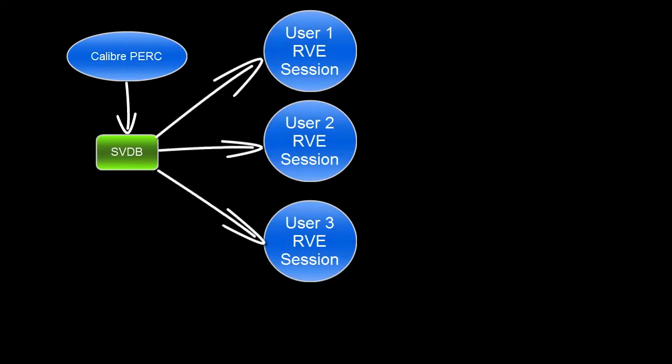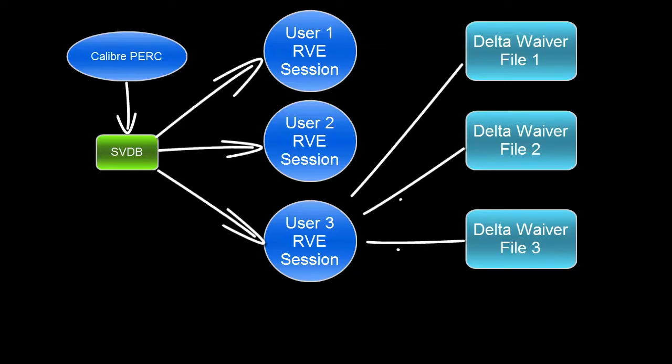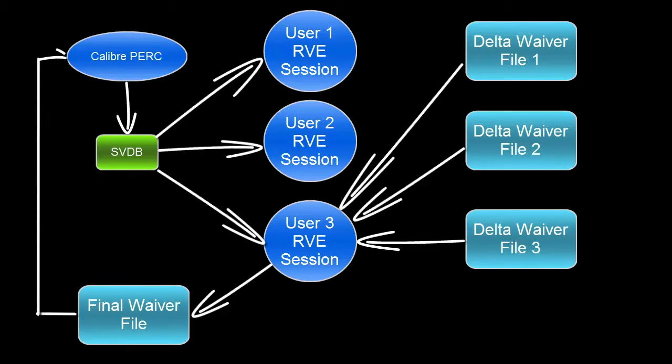When using the PERC multi-user waiver workflow, multiple designers evaluate the results from a PERC run. After evaluating the results, the designers each generate a Delta waivers file. When all of the results have been evaluated, one designer can then take all the Delta waivers files and generate a final results waiver file to be used in the next PERC run. I will demonstrate how this flow works from the perspective of one designer.